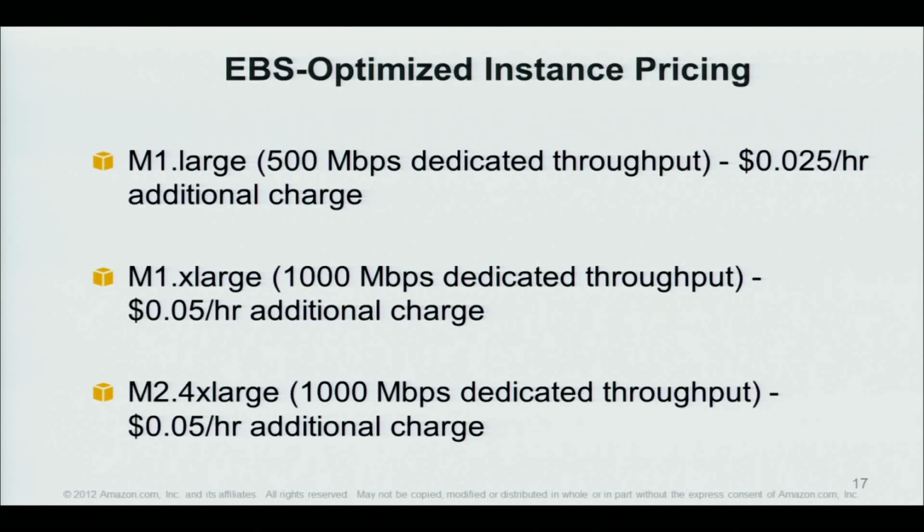I mentioned EBS optimized instances. The way EBS optimized instances are charged is based on the instance itself. Today we support three optimized instances: M1 larges, M1 extra larges, and M2 4 extra larges. And they're priced based on an additional hourly surcharge. With an M1 large, if you configure it to utilize EBS optimization, you'll pay a 2.5 cent per hour additional surcharge, and you'll get 500 megabits of dedicated throughput to your application. Again, these are the instances that we support today. We plan on supporting additional optimized instances over time.